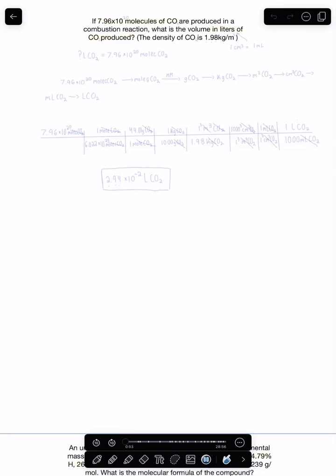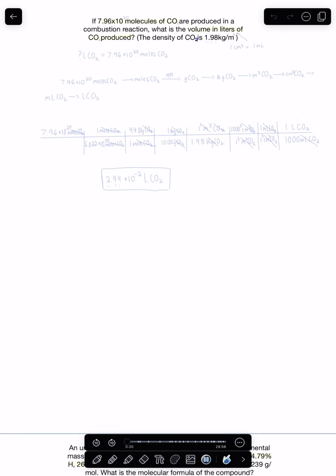Okay, so the first problem that I will be working on is: if 7.96 times 10 to the power of 20 molecules of CO2 are produced in a combustion reaction, what is the volume in liters of CO2 produced? And we are also given the density of CO2, which is 1.98 kilograms over meters cubed.